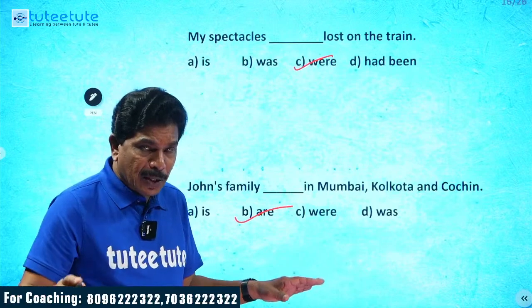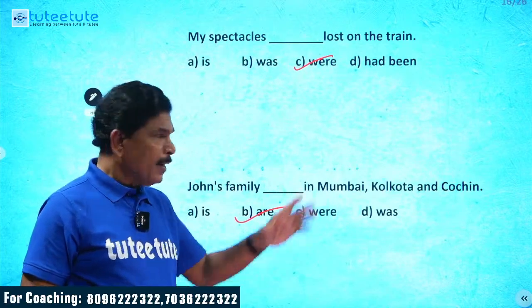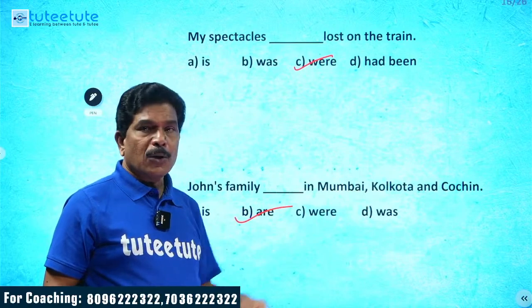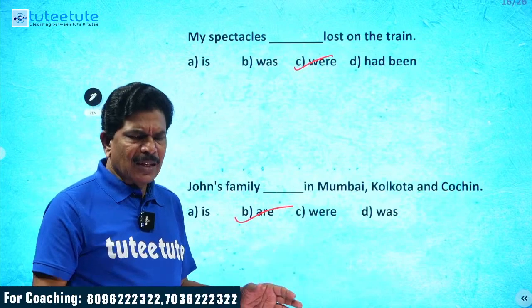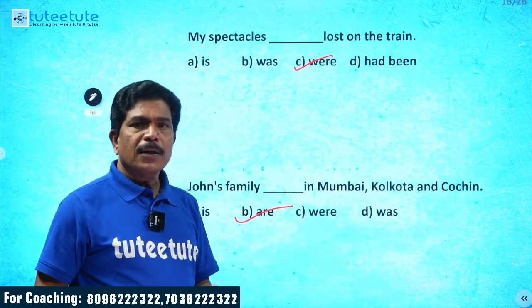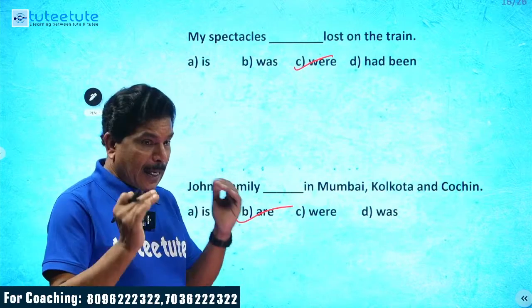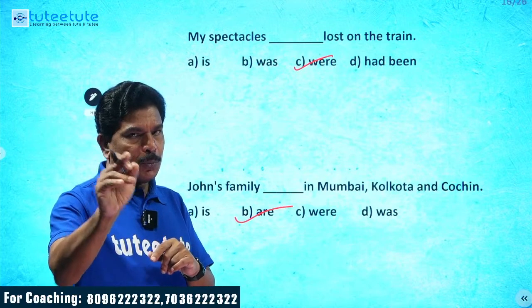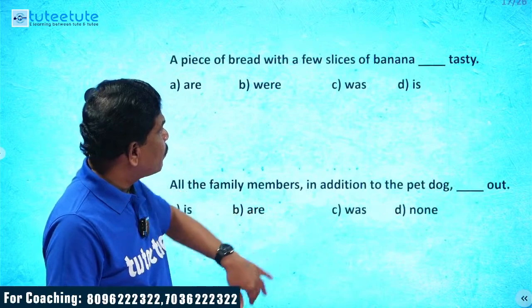This doesn't essentially mean that John has 3 families. Instead, he has just one family. Here, Mumbai, Kolkata and Cochin means the 3 members, or some of the members live in different cities such as Mumbai, Kolkata and Cochin. Therefore, John's family is a group noun. Again, beware of group nouns which are likely to take you in the wrong path.